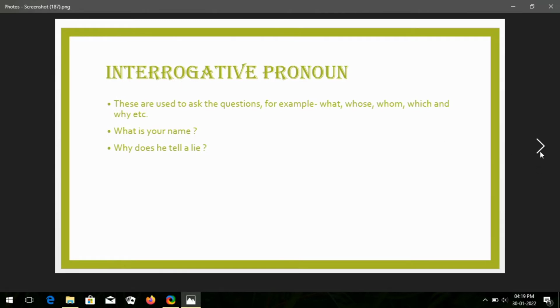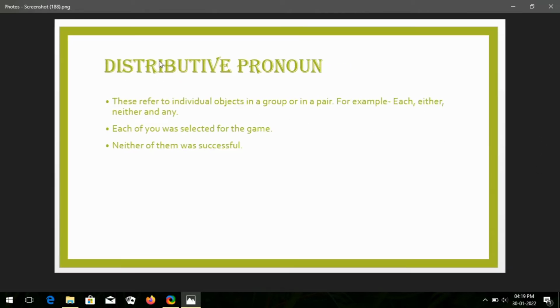Okay, let's move forward. And here the distributive pronoun. These refer to individual objects in a group or in a pair. For example, each, either, neither, and any. Here you can clear your doubts. You can understand clearly by taking these examples. Each of you was selected for the game. So here each of you is playing the role of distributive. And neither of them was successful. So neither of them would be called a distributive pronoun. Okay, I hope you are getting it.